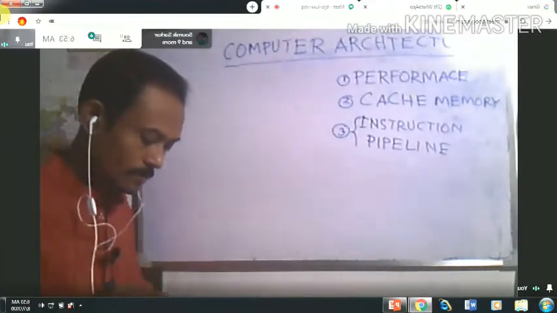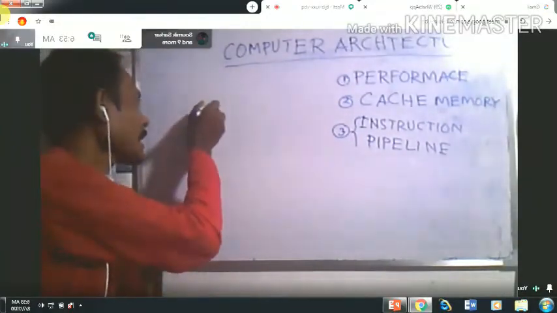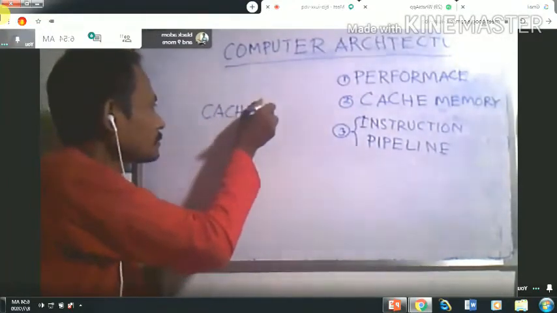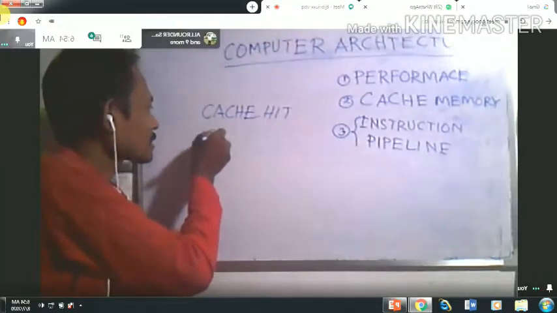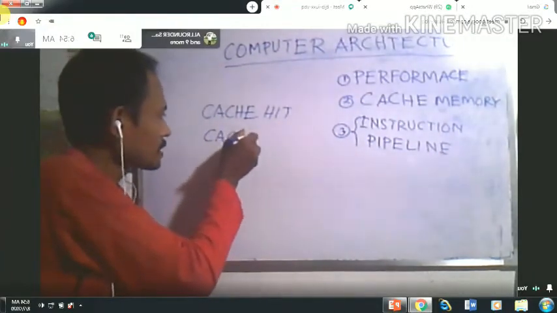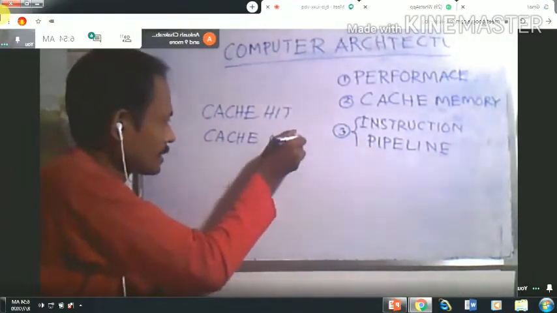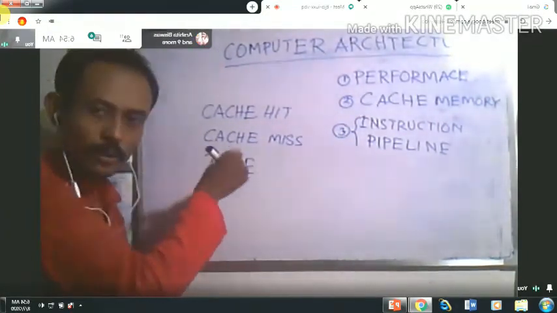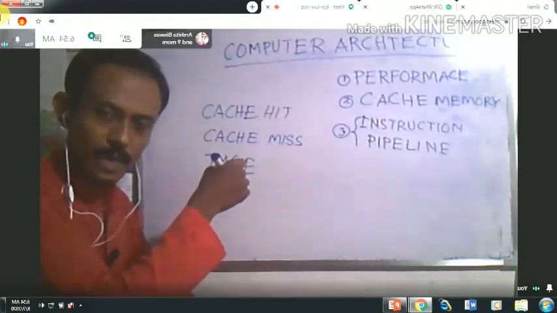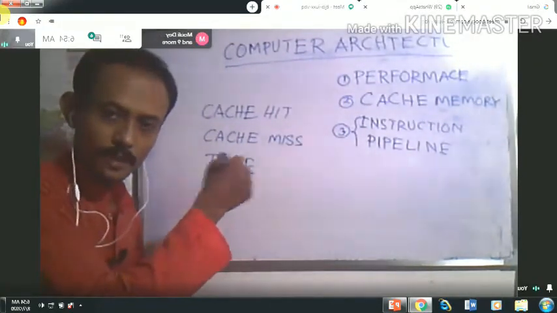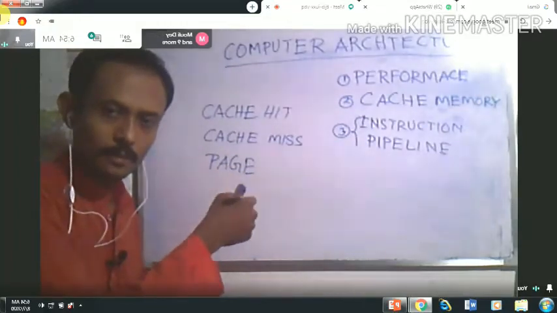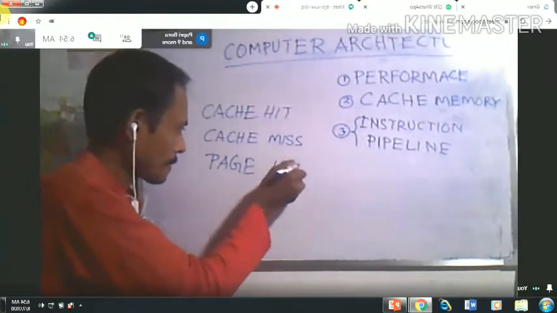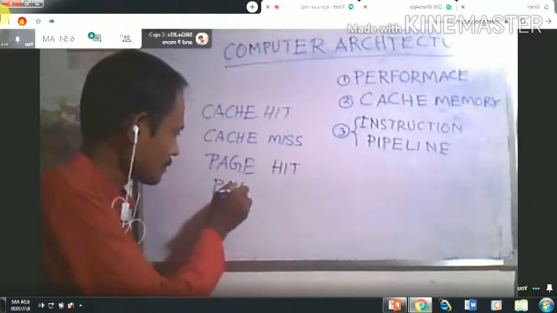There are so many important terminologies we should know from the cache memory. One of them is cache hit and cache miss. Then page hit and page miss. Though these are not related with the cache memory, you should know the definitions of these two terminologies in this context. So page hit and page miss.